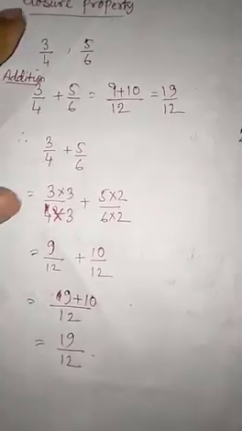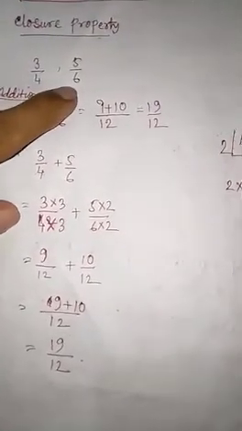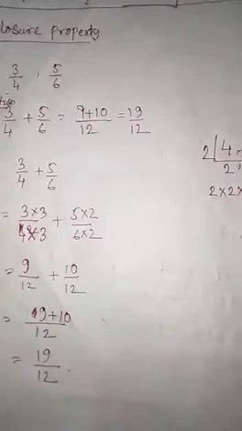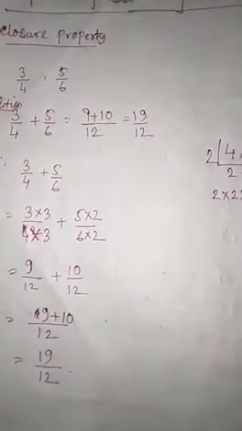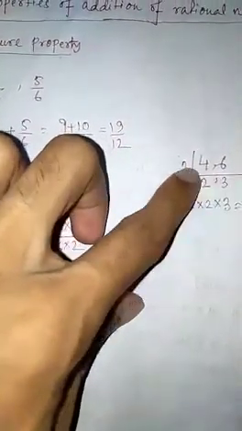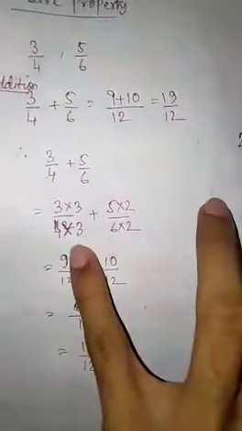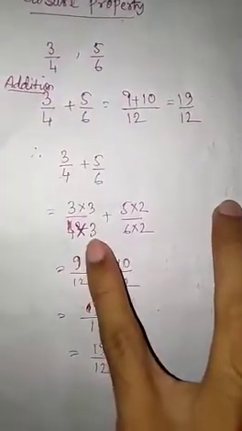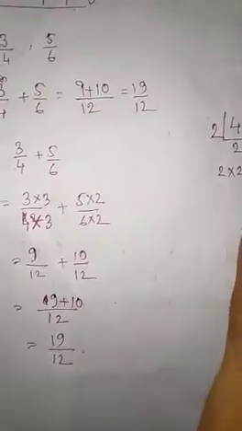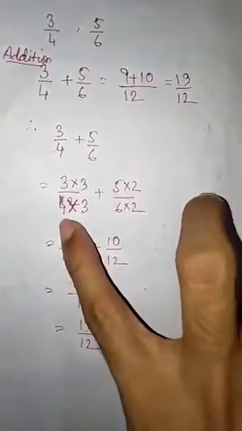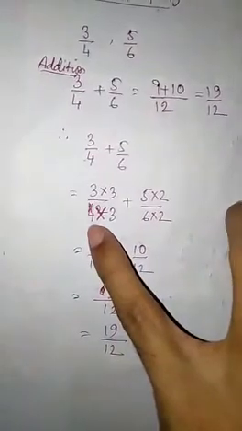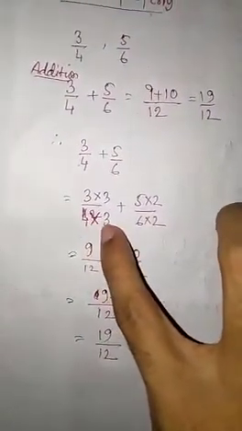Now if we consider 3 by 4 and 5 by 6 as two rational numbers, in case of their addition we can write 3 by 4 plus 5 by 6. Now we need to check the LCM of 4 and 6, that means the denominators of both the rational numbers. We know that the LCM of 4 and 6 is 12. Now we need to make both denominators equal to the LCM, that is 12. So if we multiply the denominator of the first rational number, that is 4, with 3, we will have 4 into 3 is 12.